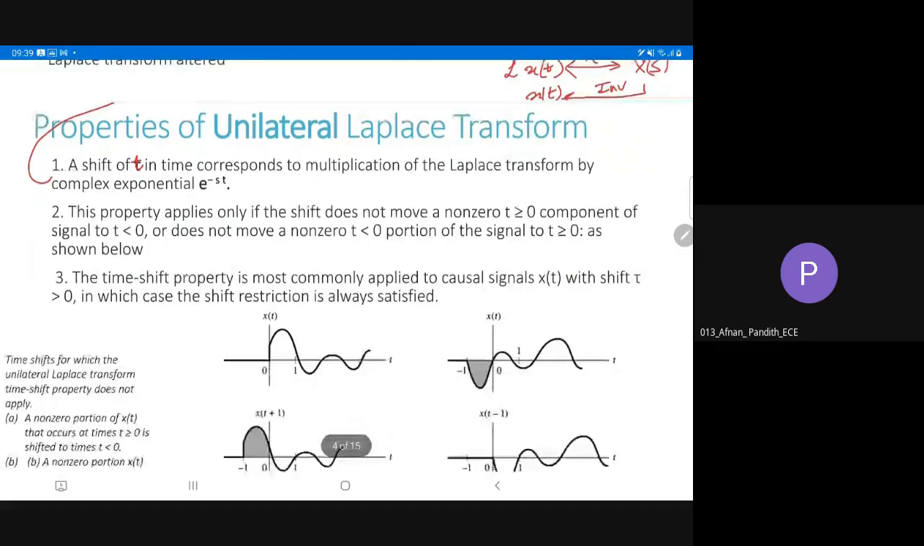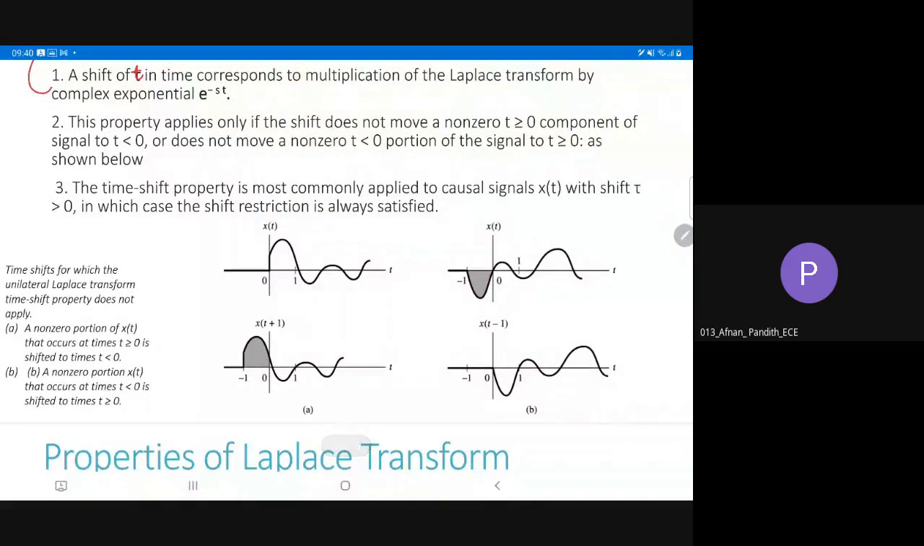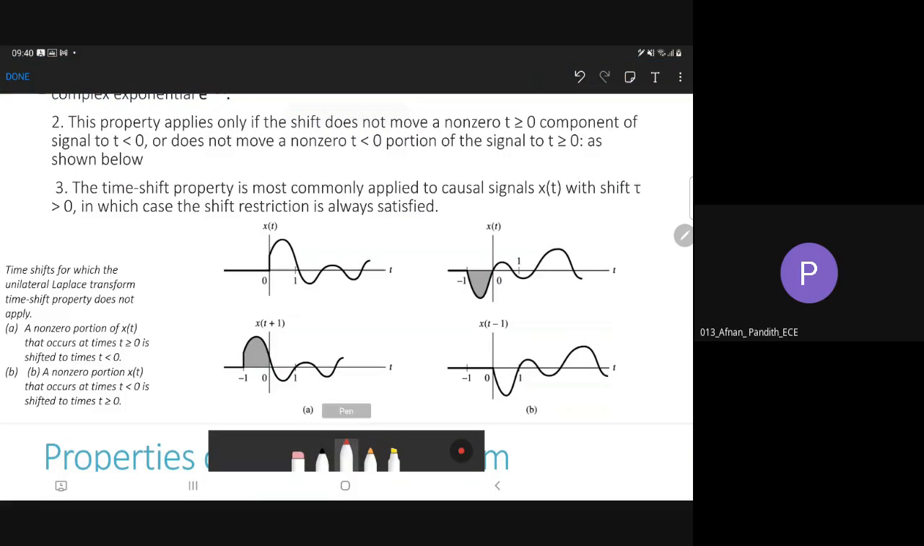All right. Now see, this is the time shift property which I explained above. We have two cases here. In the first, a non-zero portion in part A. This is your part A.